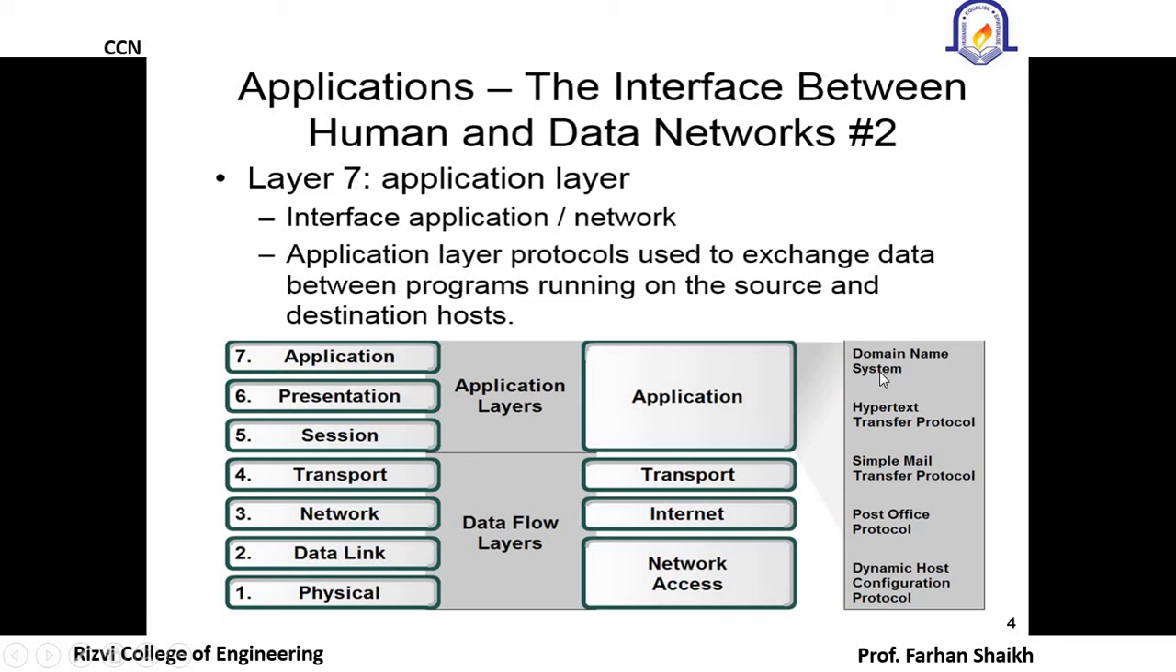Beside this you can see various protocol names given: Dynamic Host Configuration Protocol, Post Office Protocol, Simple Mail Transfer Protocol, Hypertext Transfer Protocol, HTTP, SMTP, and the Domain Name System. These are the protocols used at these different layers. Today we'll be talking about HTTP, that is Hypertext Transfer Protocol, and TCP and FTP. We will talk about that.